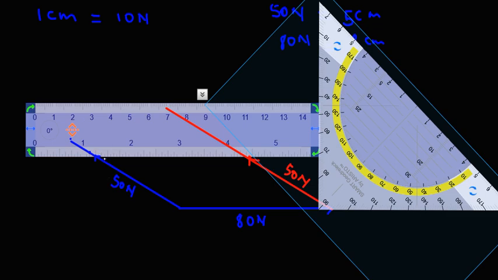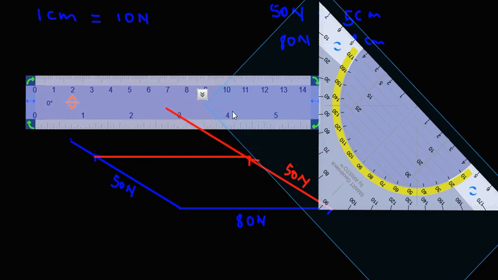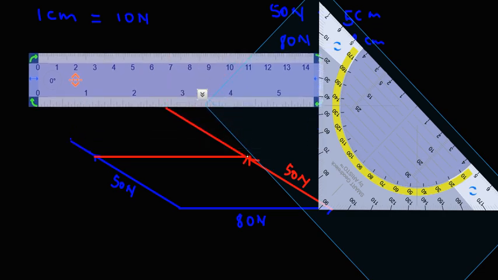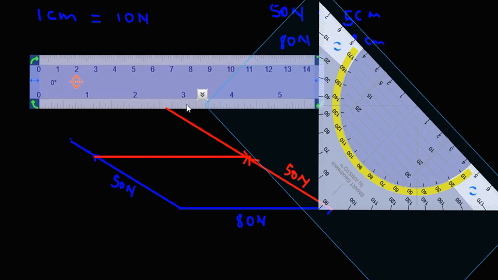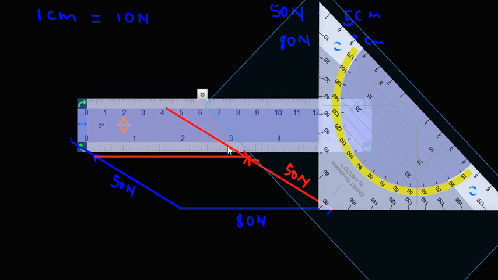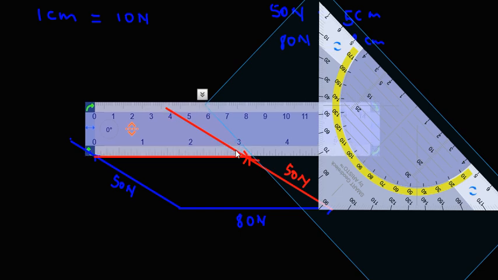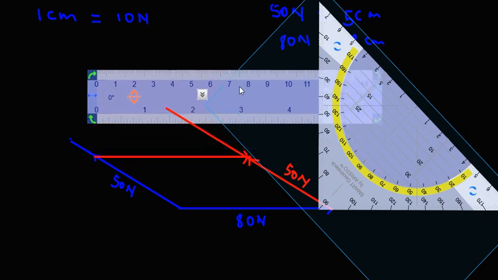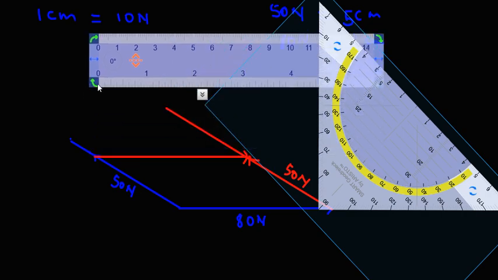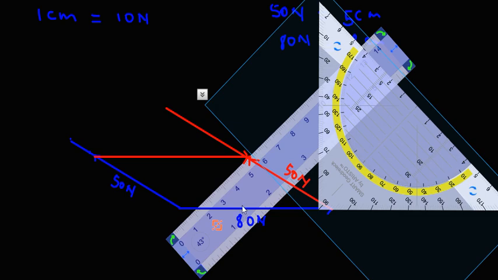Okay, so let's do that. So I will now draw and complete the parallelogram. Right. Okay, let me move this one. This is going to be now this one. If we have done everything correctly, it should be 8 centimeters. Right, let's see. As you can see, it's 8 centimeters. All right, so this is going to be 80 newtons, and our last step is going to be to draw in the resultant.